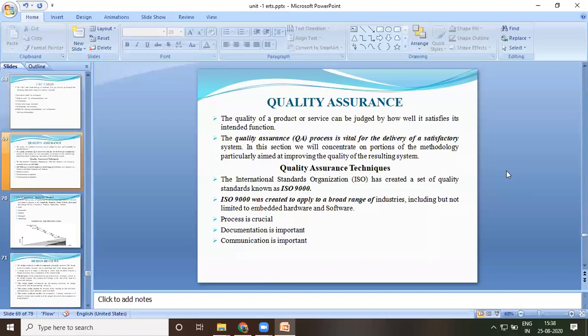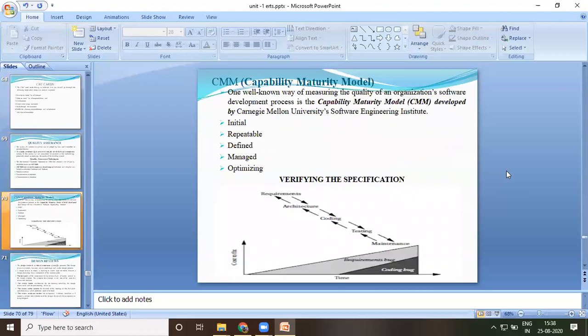The next one is quality assurance. As usual, we define ISO, the International Organization for Standardization, ISO 9000. In this, process is crucial, and documentation and communication are important aspects of quality assurance. Quality assurance is vital for the delivery of satisfactory systems. Next is CMM, the capability maturity model. It is used for measuring the quality of an organization's software development process. The levels are initial, repeatable, defined, managed, and optimized. These are the CMM levels.